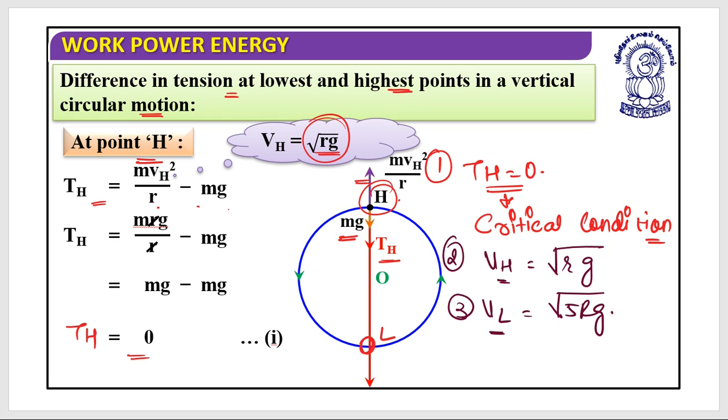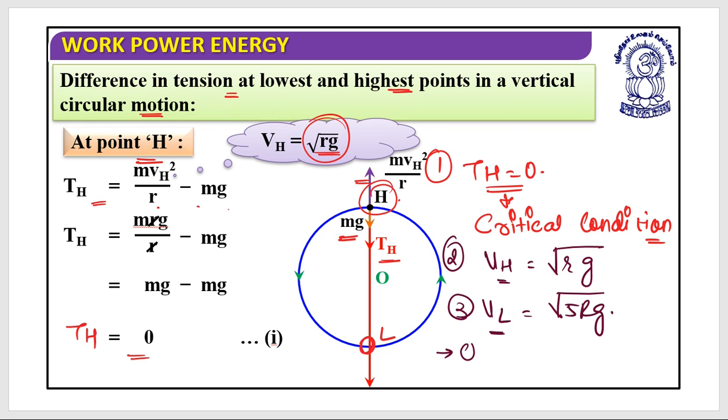These are all the minimum I am talking about. Velocity at height h minimum would be root of rg. Velocity at the lowest position would be equal to root of 5rg. So this is what we say about the critical condition. So if they just say that critical condition is satisfied, that means I can take all these things. Yes. One more thing. This is the first approach.